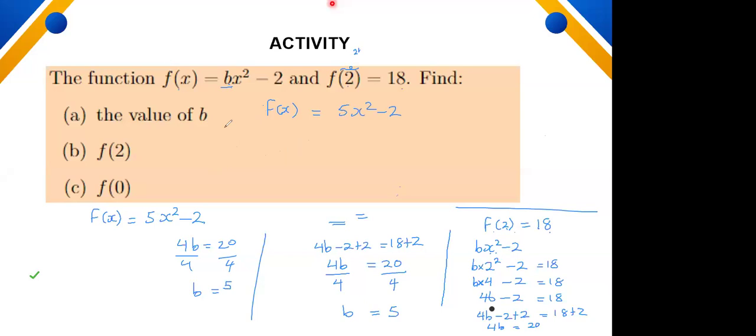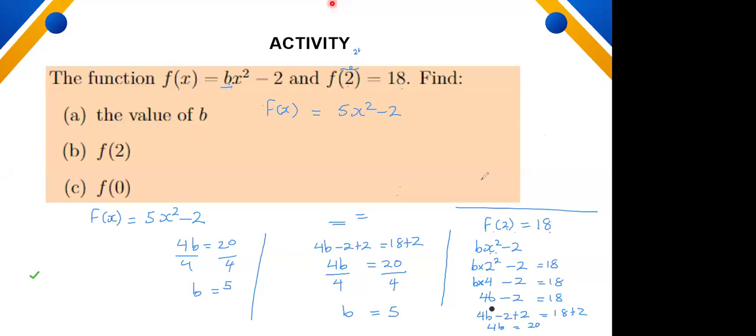Yes. Ruth, do you have a question? Yes, my question is still for part B. Is it necessary for us to rework it using the equation that was given, the function f(x) equals bx squared minus 2, or do we just state the answer because we have been given the other equation, that f(2) is equal to 18?